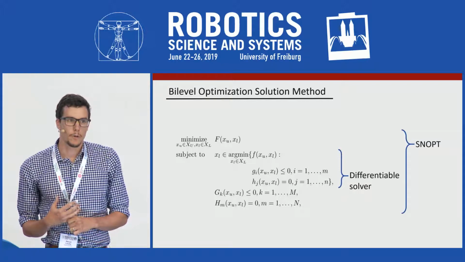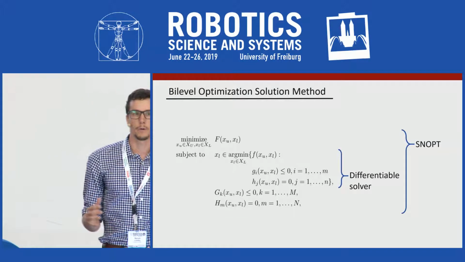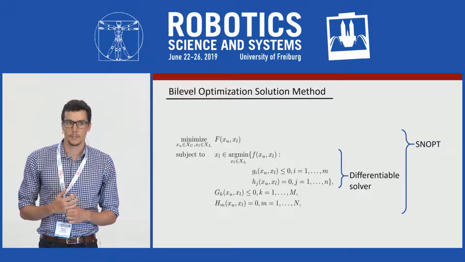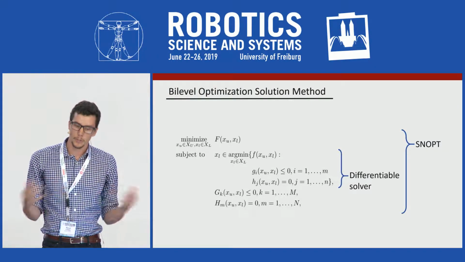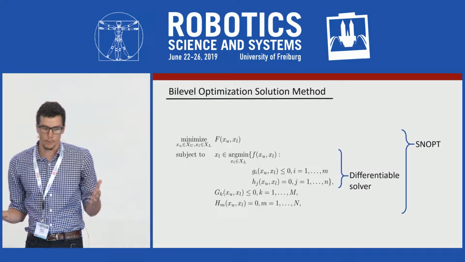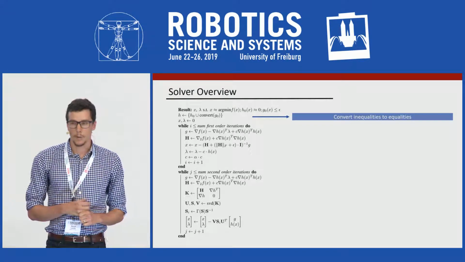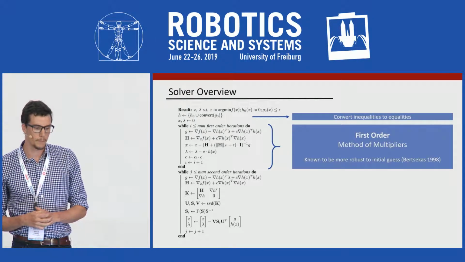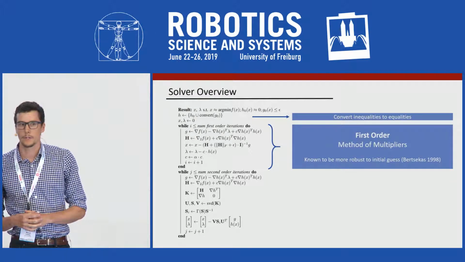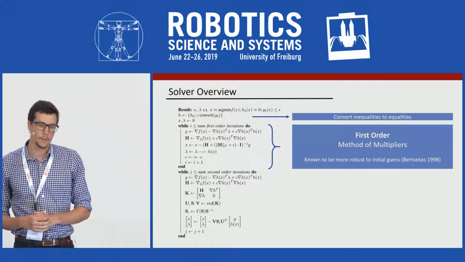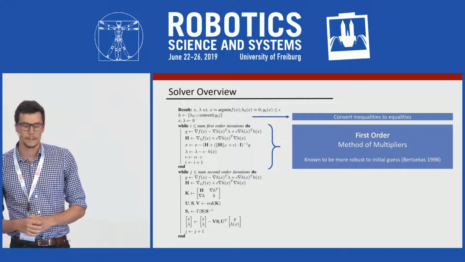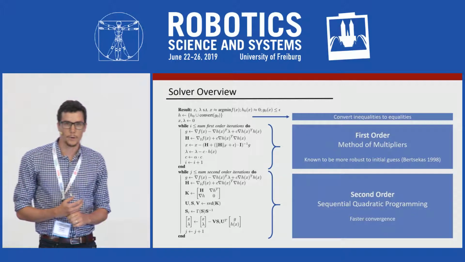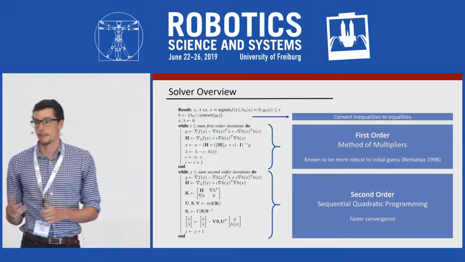So for our approach, we try to have an approach that's as general purpose as possible. The way we do that is we develop a differentiable nonlinear optimization solver for the lower problem, and then we use an off-the-shelf solver for the upper problem. Without going into too much detail about the inner solver algorithm, suffice to say that it's a combination of a first-order method, the method of multipliers, which is known to be more robust to initial guess, and a second-order method based on the sequential quadratic programming approach, which is known to have faster tail convergence.